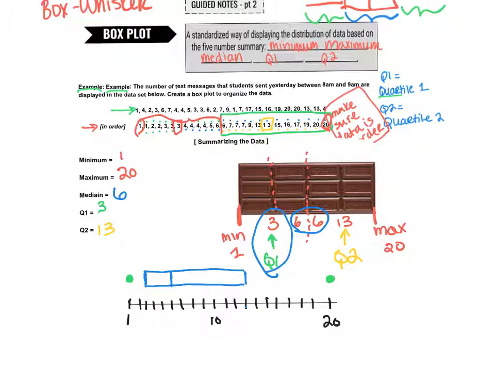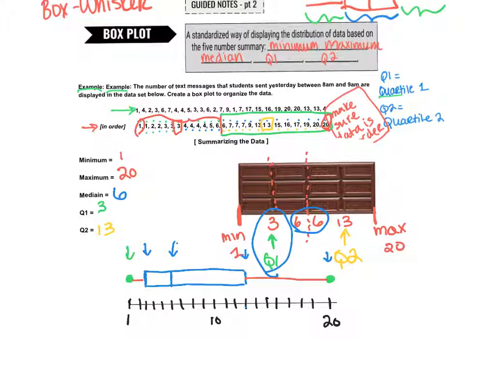So we have our minimum, our first quartile, median, second quartile, maximum. And now we want to connect the box to the dots. Notice that my box and whiskers are not on the number line, they are above the number line. That way it keeps it really organized and really clean.